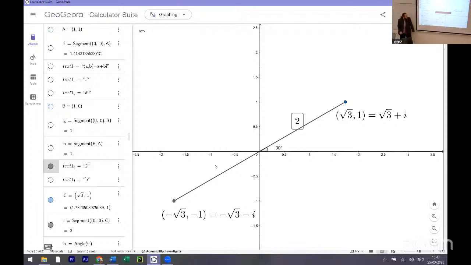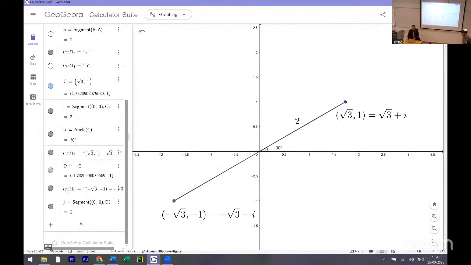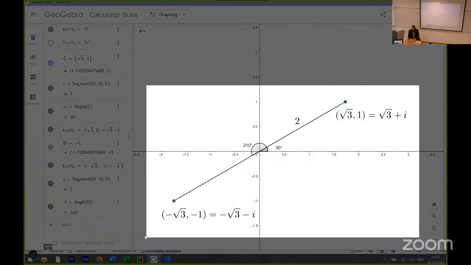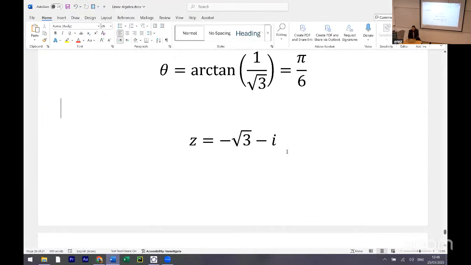Okay, we're back. Basically it's exactly the same, but you also have to add the 180. Exactly. So the angle, just as you said, is 210, which is 30 plus 180. And how do we know it by calculation, not using the drawing?